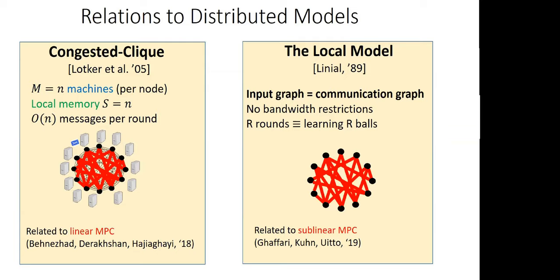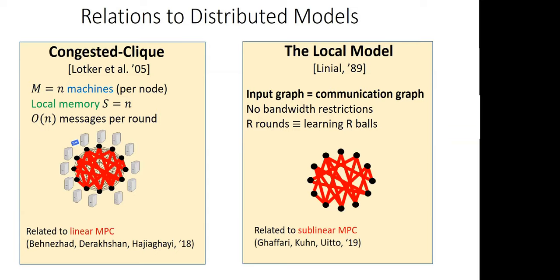Another model that is related to the MPC, even though at first glance it might seem not that direct, but now we have evidence that it is very directly connected, is the LOCAL model. The LOCAL model is the most classic model that we have in distributed graph algorithms. In this model, the input graph for which we want to solve the problem is in fact the communication graph. That means that in every round, only two nodes that are neighbors in this input graph can exchange information. Here we don't have any bandwidth limitations.